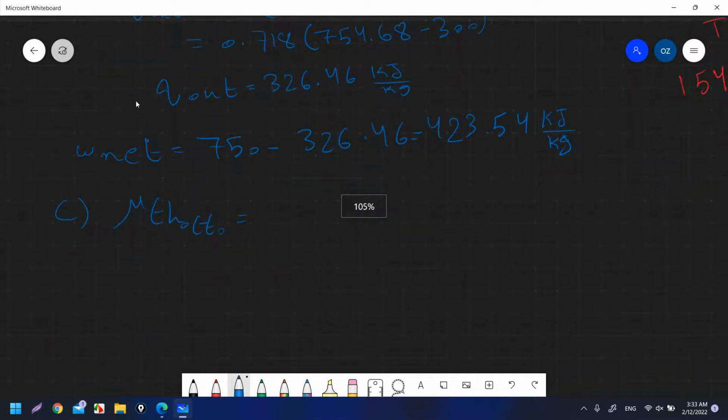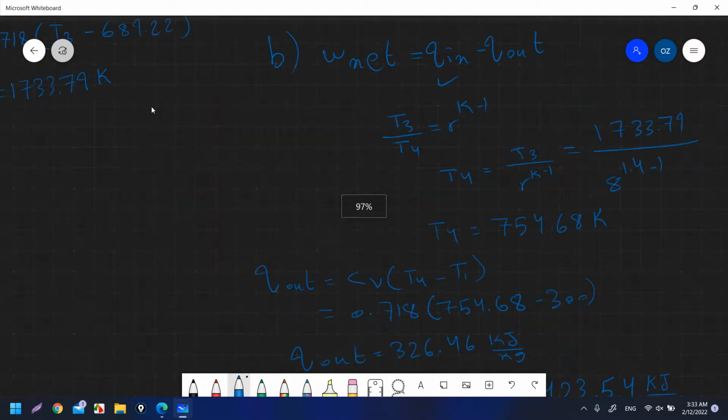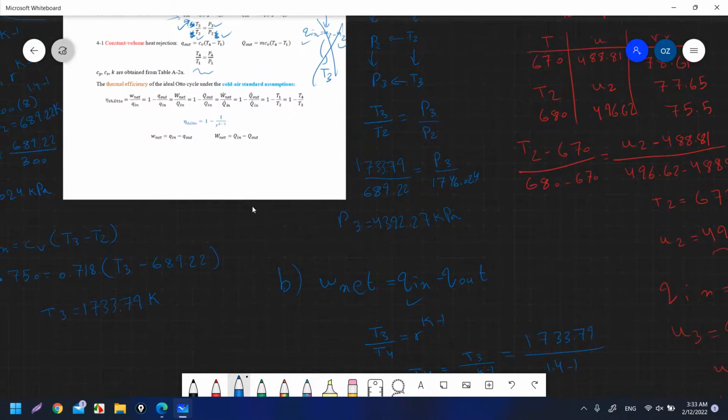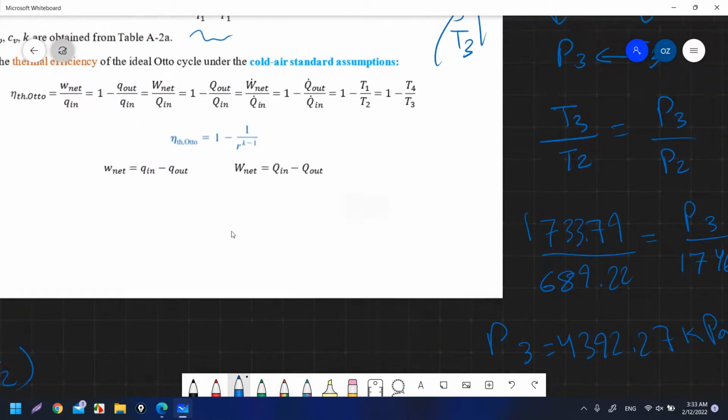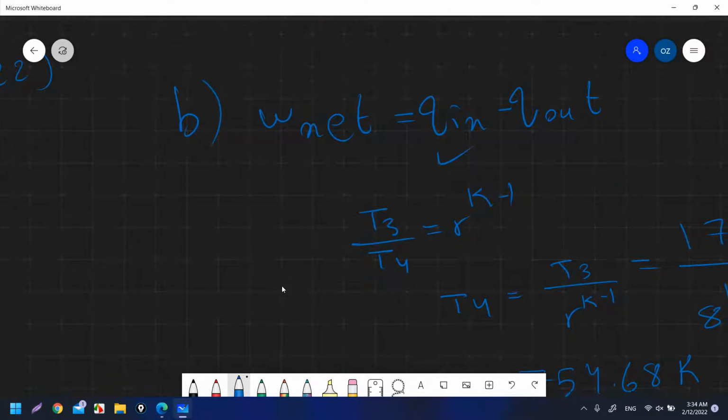Okay, and you cannot use this equation that contains k with variable specific heat, and you cannot use 1 minus T1 over T2, 1 minus T4 over T3 with variable specific heat. Just use with variable specific heat W net over Qn, 1 minus Q out over Qn, these terms, but don't use the one written for the constant specific heat.